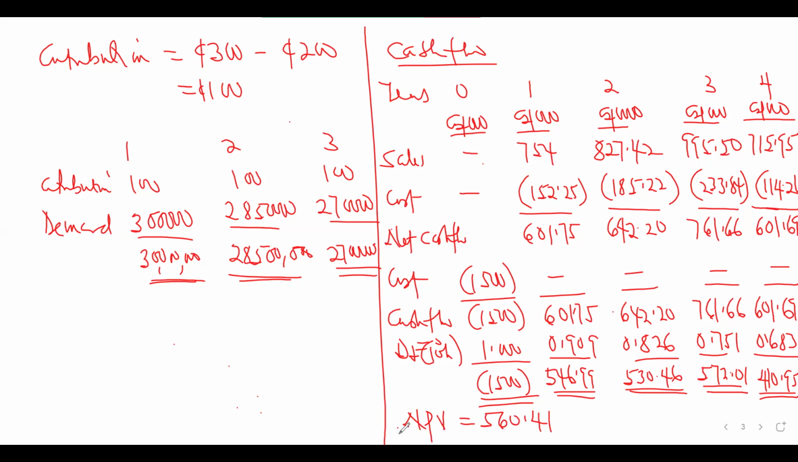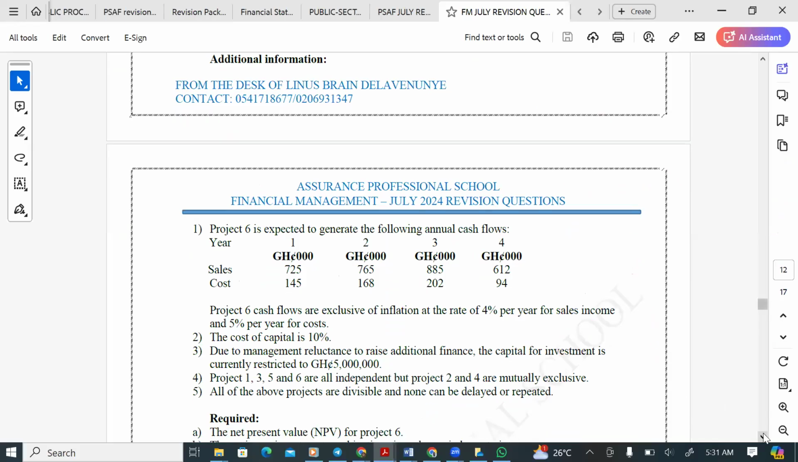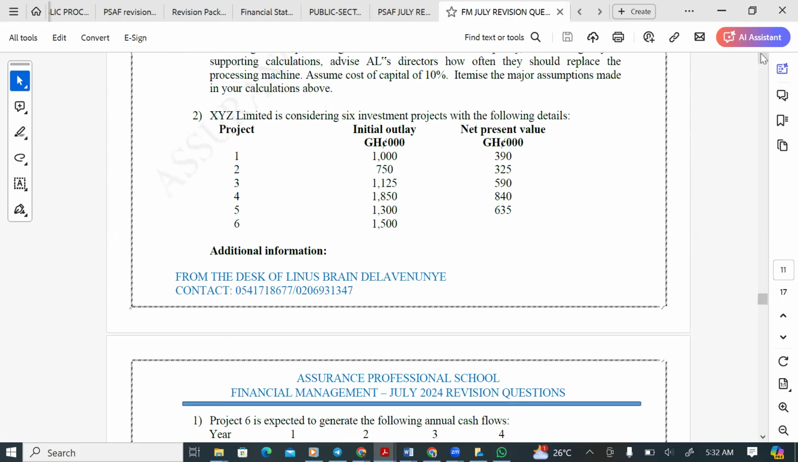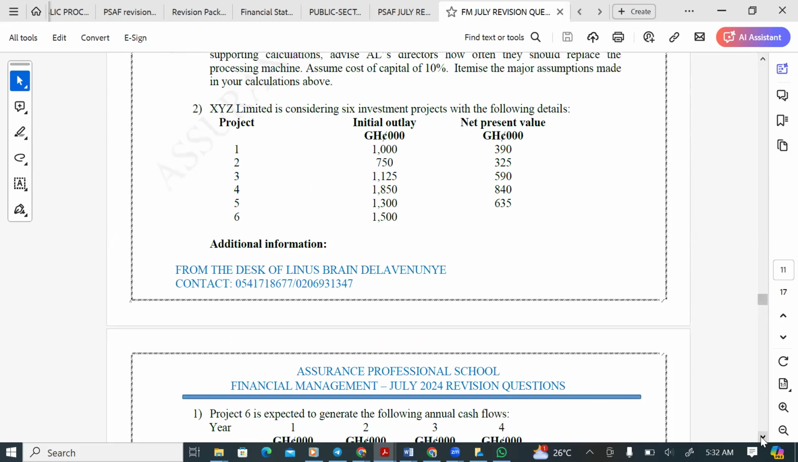Okay, so let's go to the other one that they are asking us about this particular project. They say the optimal investment combination given the capital constraint. This is under capital rationing. If the question says the projects are divisible, it means that we can undertake some part of the project, so we use the profitability index. But if the project is not divisible, then we just pick our selection based on the present values.